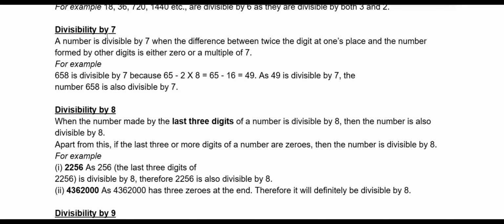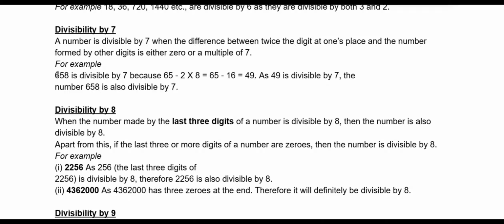Now let's see divisibility by 7. A number is divisible by 7 when the difference between twice the digit at the units place and the number formed by the other digits is either 0 or a multiple of 7. So let's see this with an example. The example is 658. So this is divisible by 7.